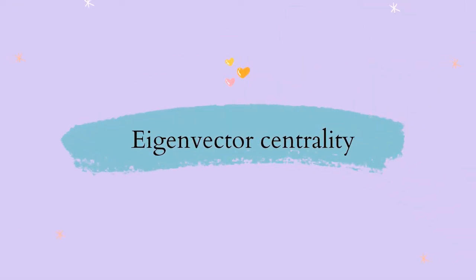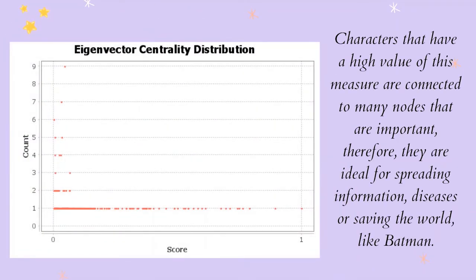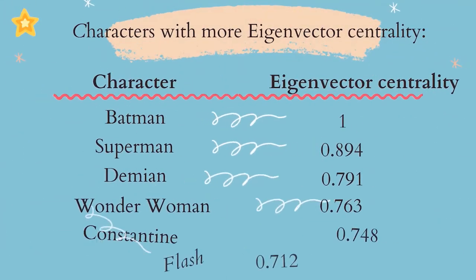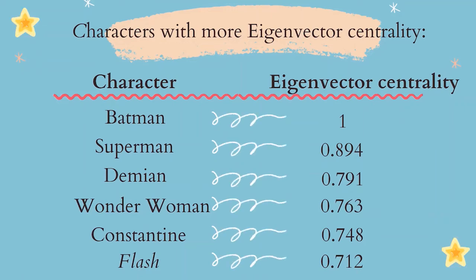Eigenvector centrality. Characters that have a high value of this measure are connected to many nodes that are important. Therefore, they are ideal for spreading information, diseases, or saving the world, like Batman. The characters with the highest eigenvector centrality are Batman, Superman, Damian, Wonder Woman, Constantine, and Flash.